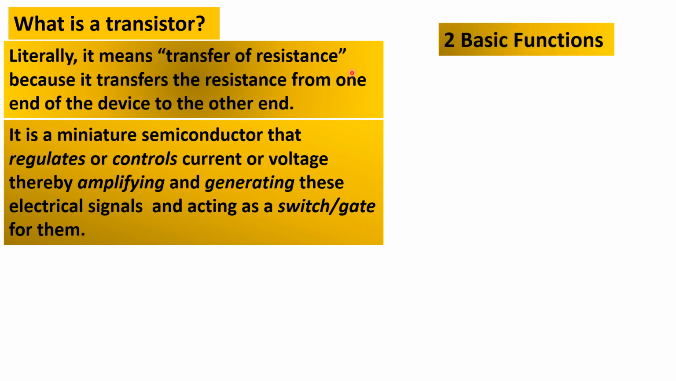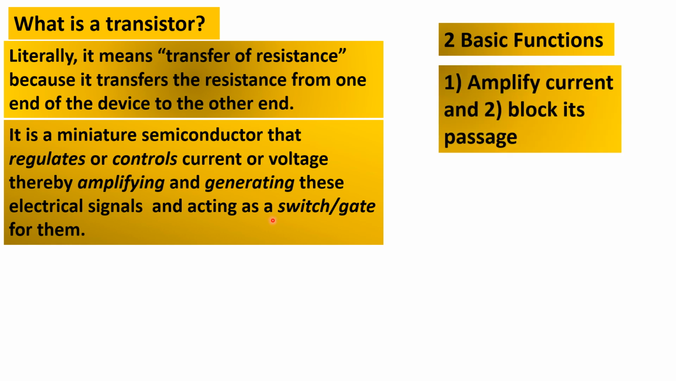So in short, there are two basic functions of a transistor. Number one, it is used to amplify current, and number two, it also blocks the passage of current in a circuit.